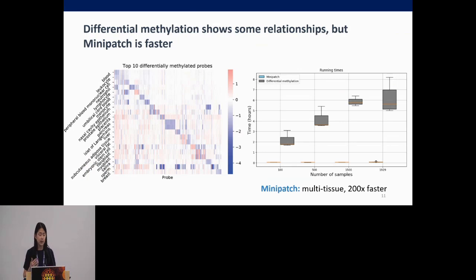However, upon running a time analysis between mini-patch and differential methylation, we observed that mini-patch, with its multi-tissue capability along with its efficient algorithm, is actually much faster than carrying out differential methylation. So we proceeded with mini-patch learning.